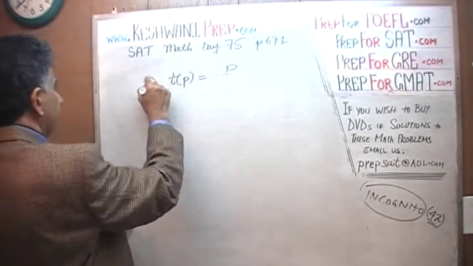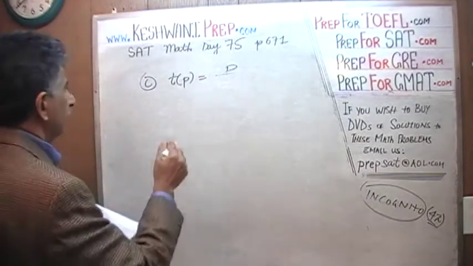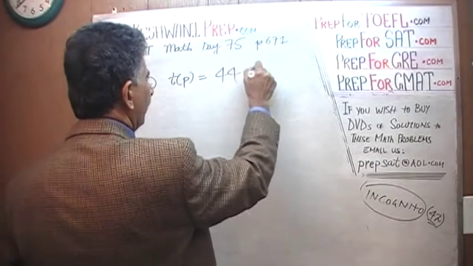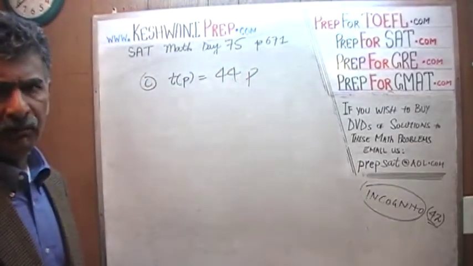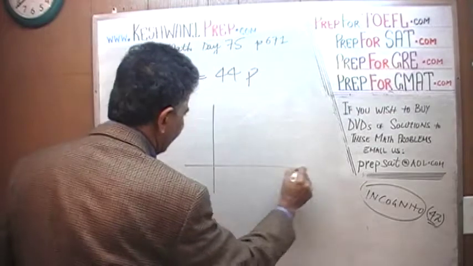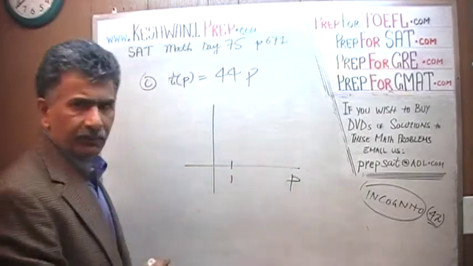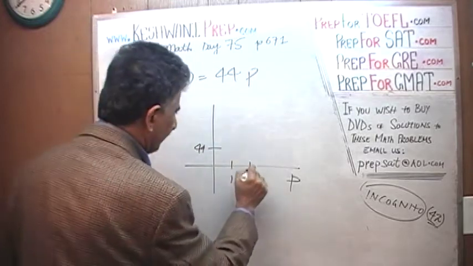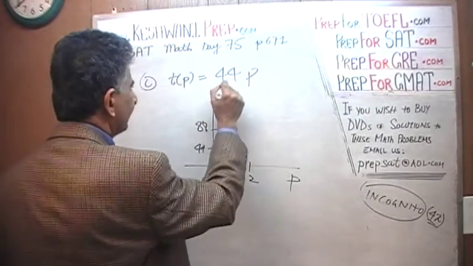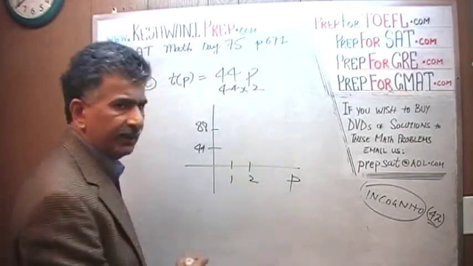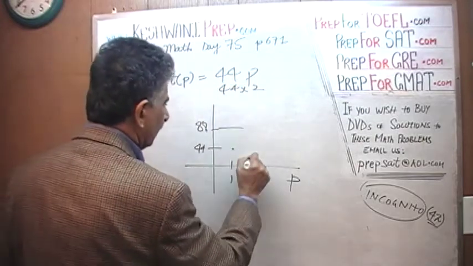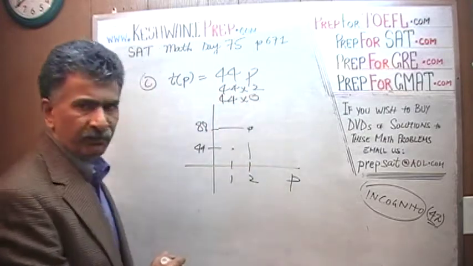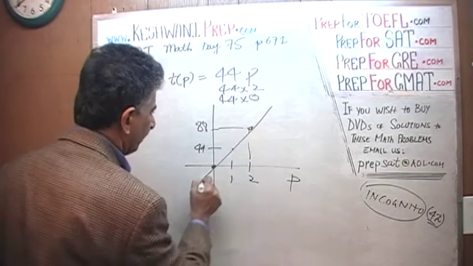Let's look at C. C says the amount of time is 44 times P. Again, pure utter rubbish. What this says is that if I practice one time, it will take me 44 seconds to finish the puzzle. If I practice 2 times, it will take me 88 seconds, 44 times 2. And if I don't practice at all, if P happens to be 0, I can finish the problem in no time.